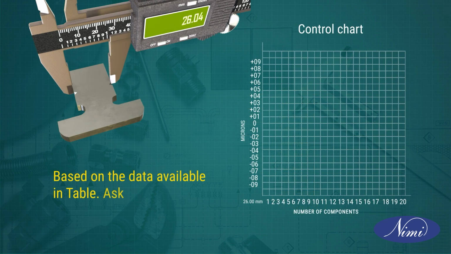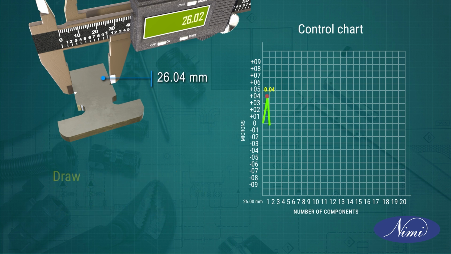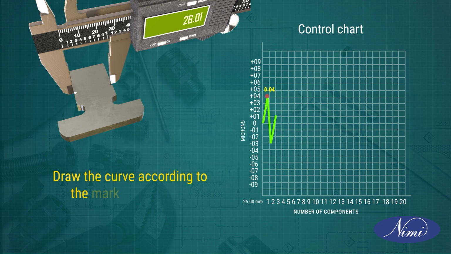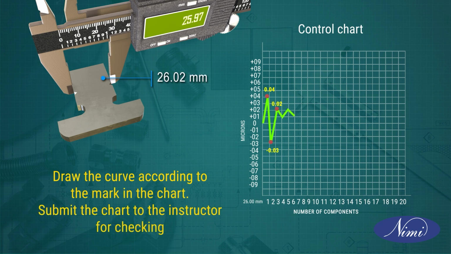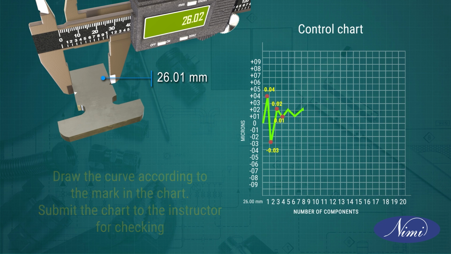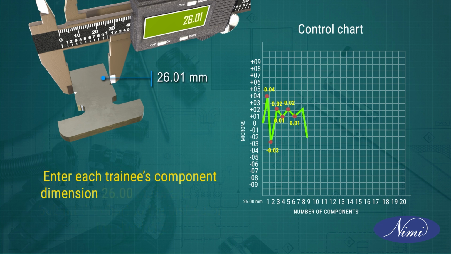Based on the data available in table, ask the trainees to record it on the chart. Draw the curve according to the mark in the chart. Submit the chart to the instructor for checking. Enter each trainee's component dimension 26.00 plus 0.010 to 0.000.